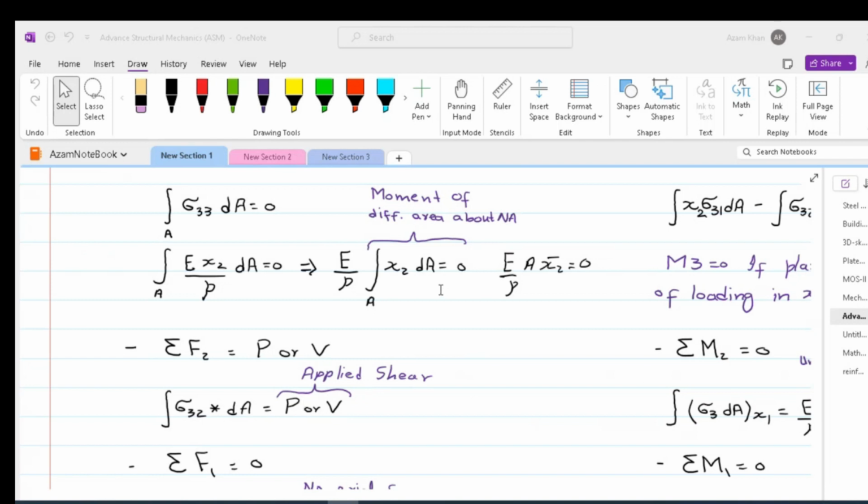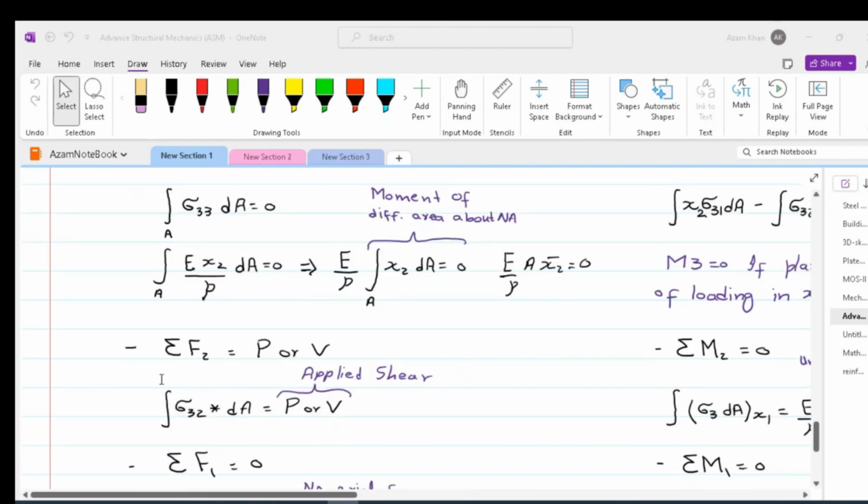We conclude that the distance from the neutral axis to the centroid of the cross-sectional area must be 0. In other words, neutral axis must contain the centroidal axis of the cross section. So this equation, which is the x2 dA integral, is actually the definition of a centroidal axis. And based on that, we conclude that neutral axis contains the centroidal axis of the cross-sectional area.